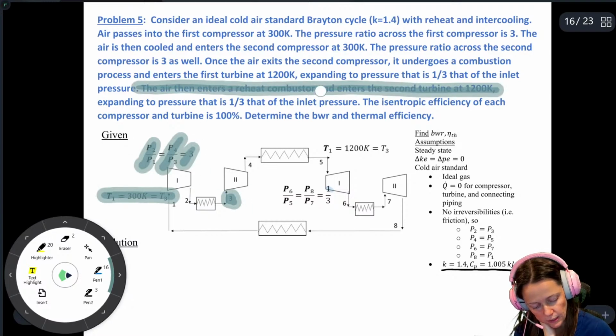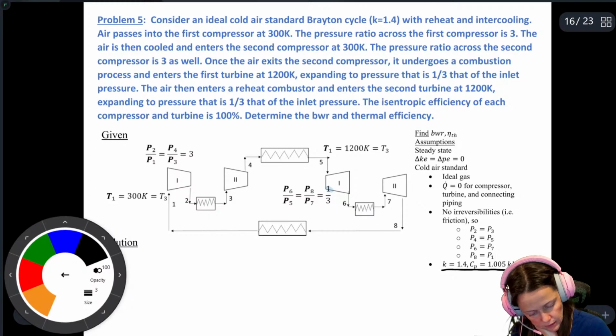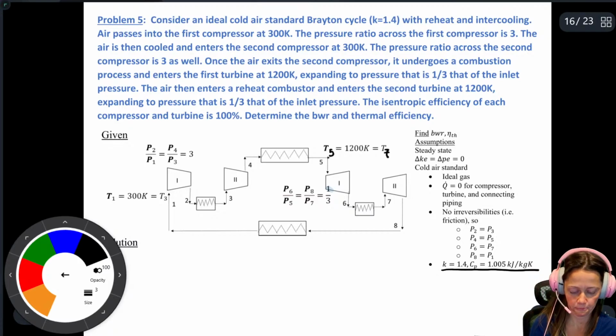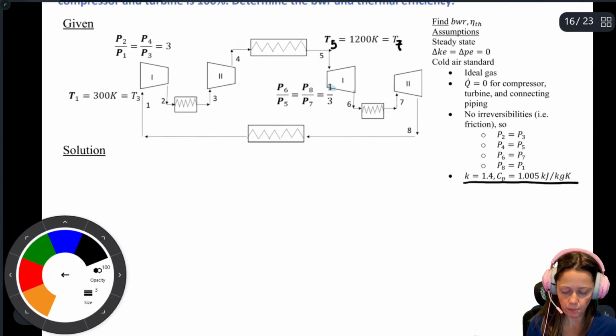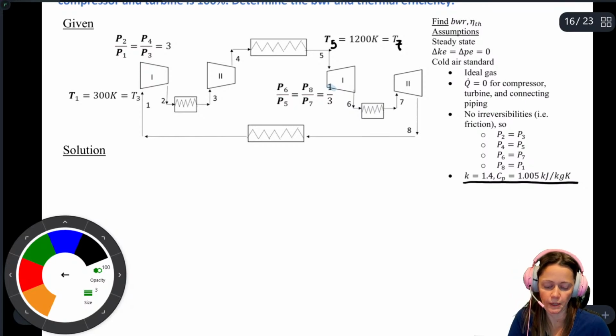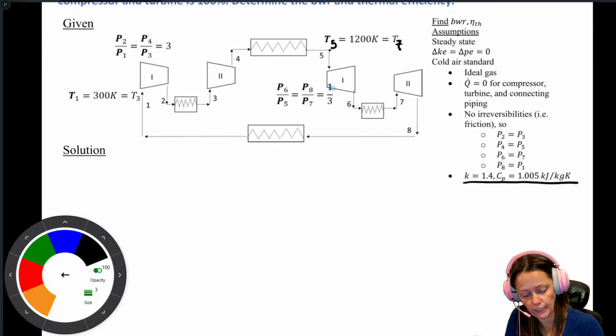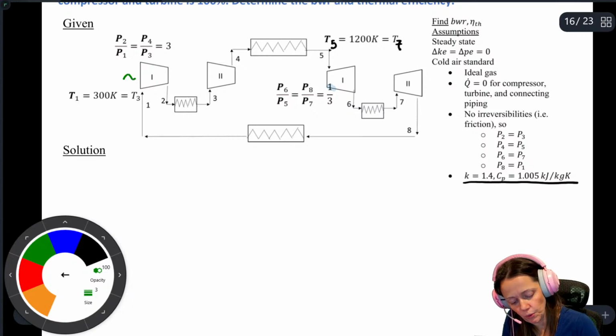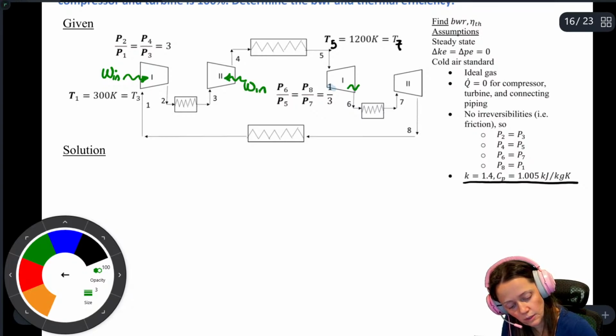So let's go ahead and get rid of some of this blue text. With the little bit of time that we have left, I'm just going to draw where my Q ins and my Q outs are, my work ins and my work outs. So I have a work in right here. This is one work in. This is another work in. This is a work output. It's a work output.